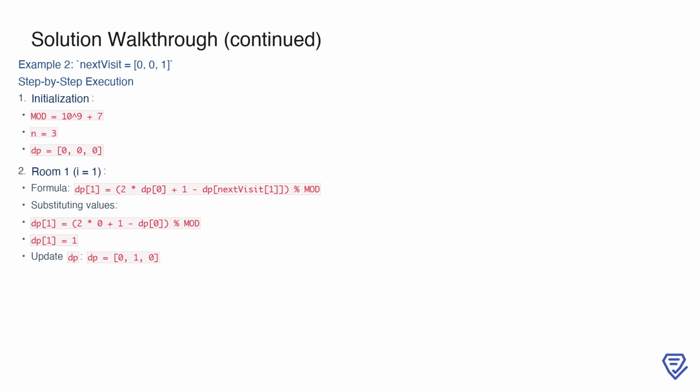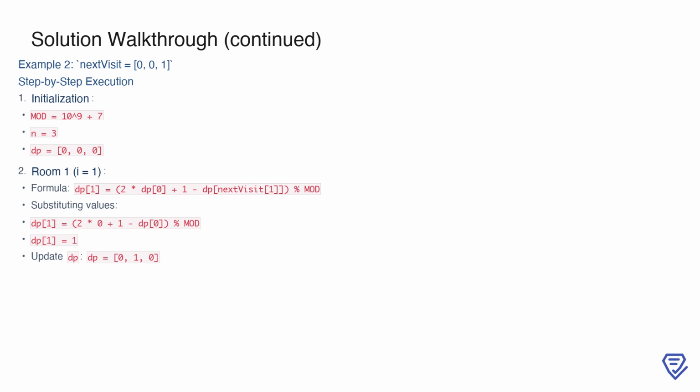Let's consider a slightly more complex example where next visit equals [0, 0, 1]. We begin by initializing the constants. Here, mod remains 10 to the power of 9 plus 7, and n is now 3 because there are 3 rooms, and DP is initialized to [0, 0, 0]. For room 1, we calculate DP[1] using the same formula. Substituting the values, DP[1] equals 2 * DP[0] + 1 - DP[next visit[1]] % mod. Since both DP[0] and DP[next visit[1]] are 0, this simplifies to DP[1] = 1.